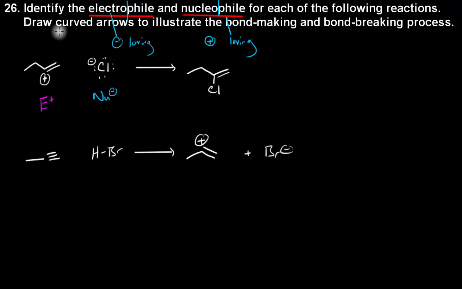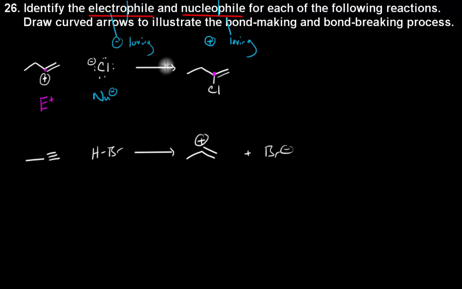Okay, so let's look at the second bit of this question, which says draw curved arrows to illustrate bond making and bond breaking. In this case, we're just going to the right, and what we're doing is forming a new bond between the chlorine and the vinyl carbocation. If you look over on the right, you can see that this new covalent bond's been made. Basically what you have to ask yourself is how can we attach the chlorine to that particular carbon?